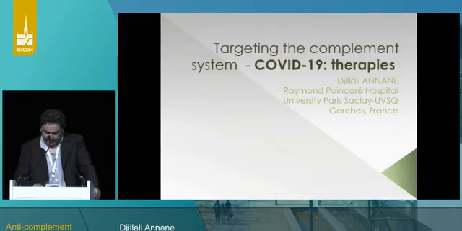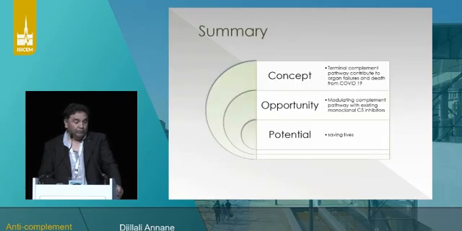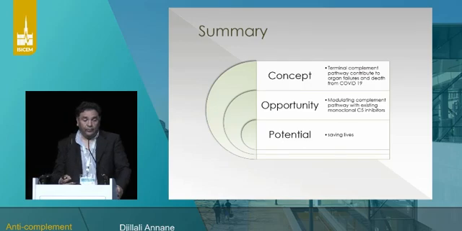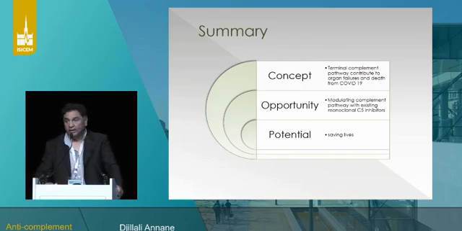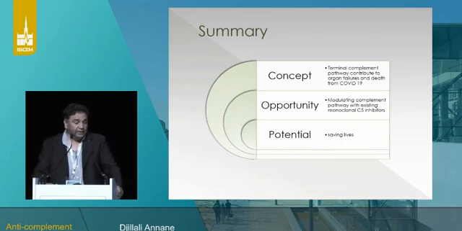Good afternoon again. So let's talk about the complement activation and potentially target for COVID patients. So here are my conflicts of interest. So basically, the terminal complement pathway contributes to organ failures and death from sepsis more broadly and more specifically from SARS-CoV-2 infections. So there are available a number of molecules that modulate the complement pathway, and so there might be an opportunity to use these treatments to help save lives from COVID-19.